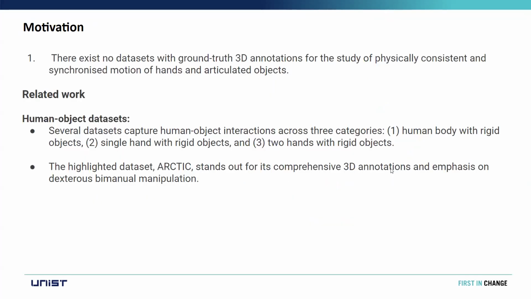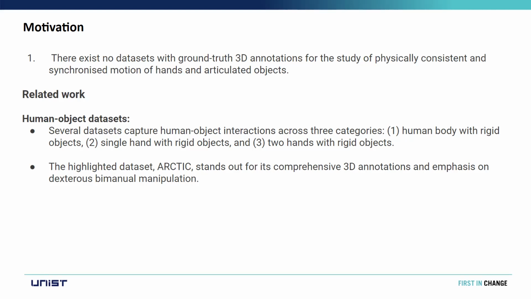So let's look at the motivation of this paper. There exists no dataset with ground truth 3D annotation for the study of physically consistent and synchronized motion of hands and articulated objects. So far, we cannot find this kind of consistent dataset for articulated objects. That's why they try to provide this dataset and a baseline for two tasks.